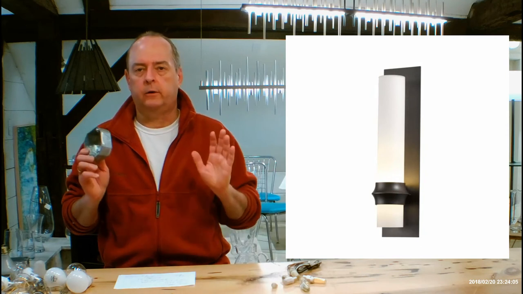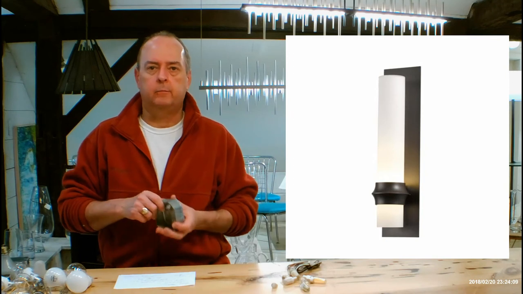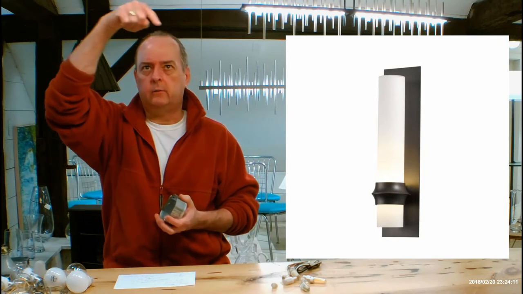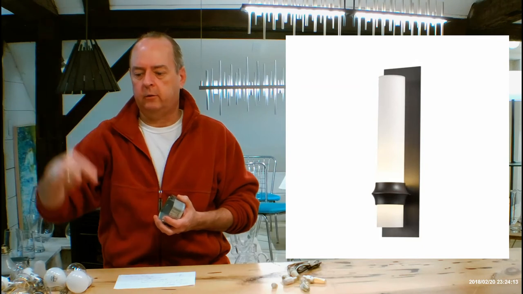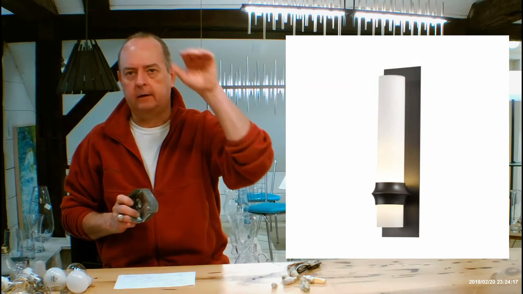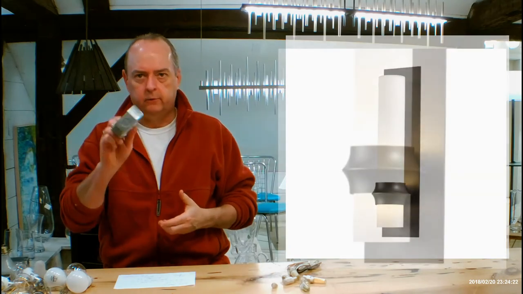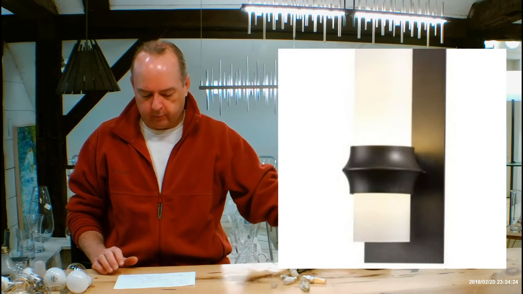Other little tidbit is when you have this installed and it's all on your house or your building, run a clear bead of silicone all the way around where the sconce meets your building, just a clear bead of it so you can't see it. It'll seal that in so moisture and rain won't get in there and do anything bad in the future. Just a good thing.